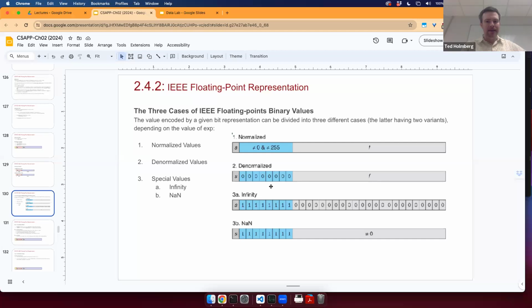Okay, now with that said, we could see that a denormalized value is one where it's all zeros. And if it's anything in between, having at least one bit as an on bit, as a 1, and at least one bit that is a 0 bit, that's going to be our normalized values.